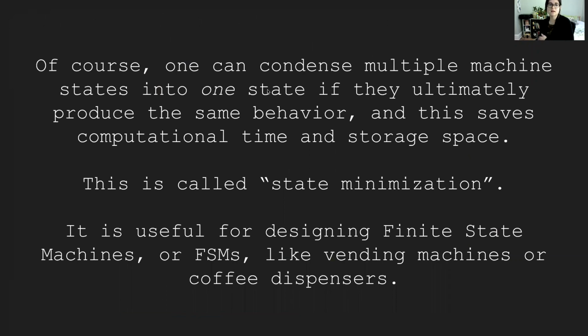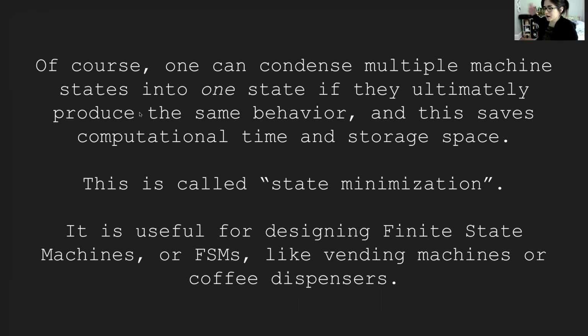Of course, you can combine multiple machine states into one state if they ultimately produce the same behavior, and this saves computational time and storage space. This is called state minimization. It is useful for designing finite state machines or FSMs like vending machines or coffee dispensers. So when you're making robots and stuff, you want to produce the most minimal specification of something so that it can produce the sophisticated behavior you want. State minimization can be a more efficient way of programming things that you want to program.